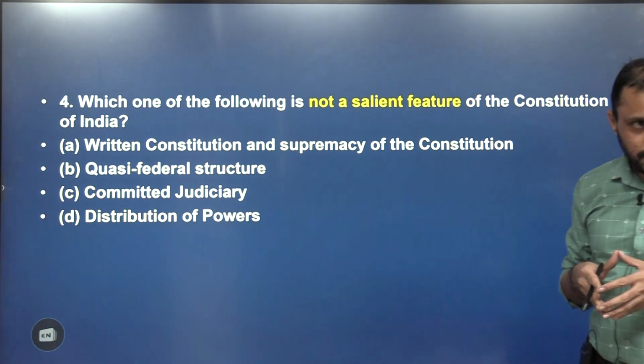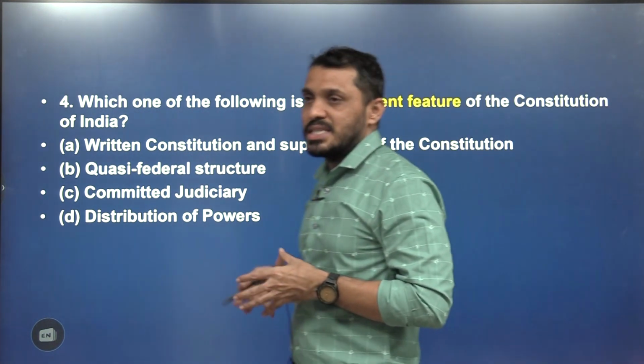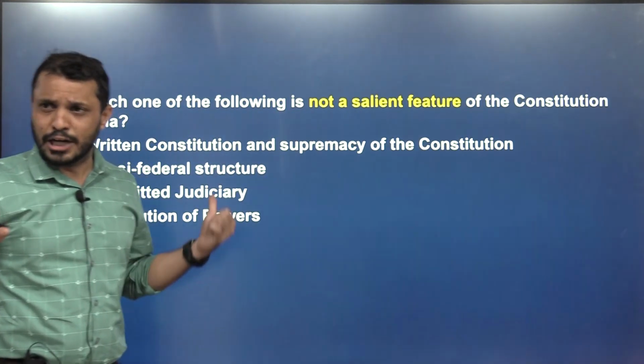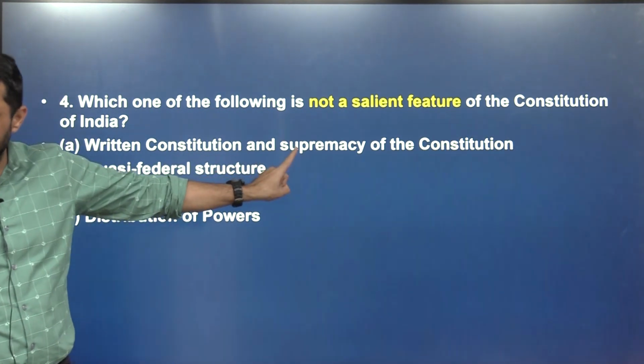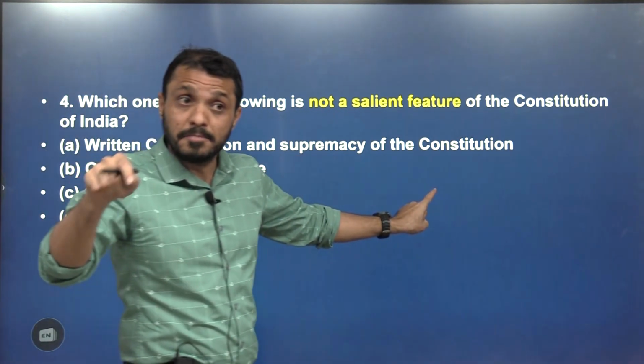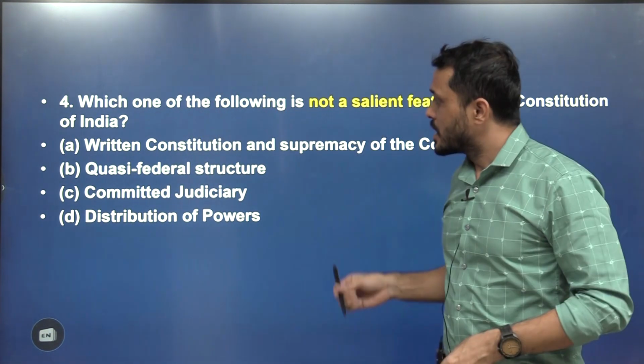Quasi-federal? Okay, so we'll see. First one is written Constitution, pretty straightforward. I told you it is one of the salient features, and supremacy of the Constitution is also one of the salient features. It is ensured by an independent judiciary. Right.